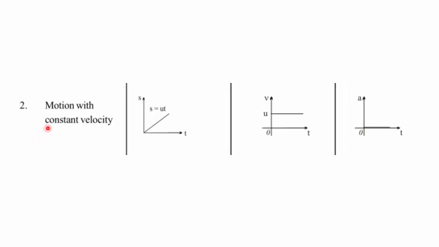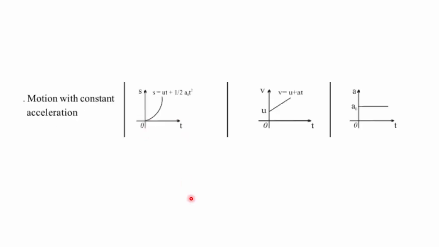So if I take an example with a particle moving with constant velocity, then the graph between velocity and time will be parallel to the x-axis, and because there is no change in velocity with time, acceleration will be zero, and the position time graph will be linear.